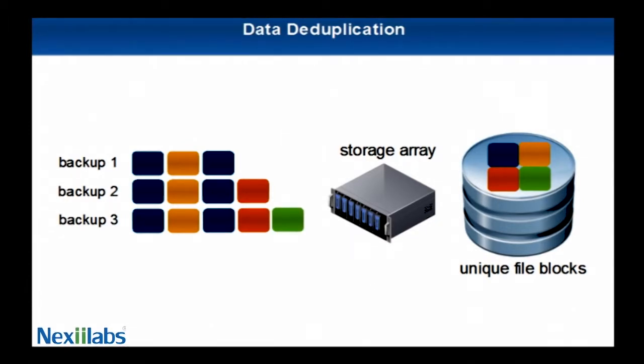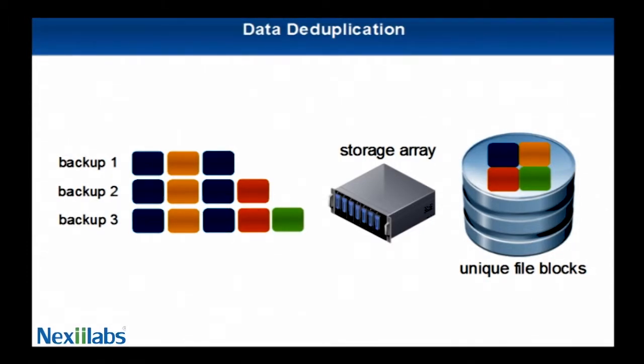Deduplication segments an incoming data stream, uniquely identifies data segments, and then compares the segments to previously stored data. If the segment is unique, it is stored on the disk. However, if an incoming data segment is a duplicate of what has already been stored, a reference is created to it, and the segment is not stored again.